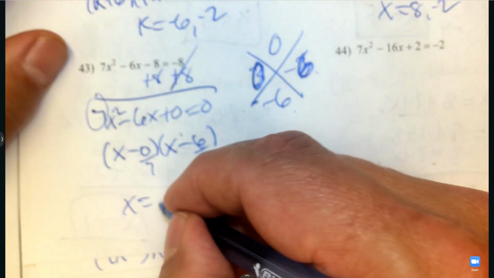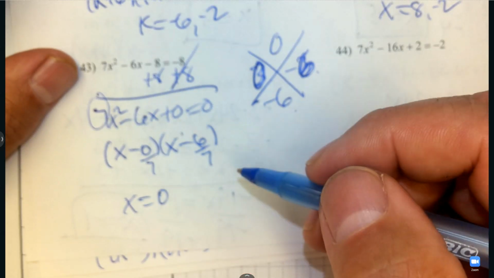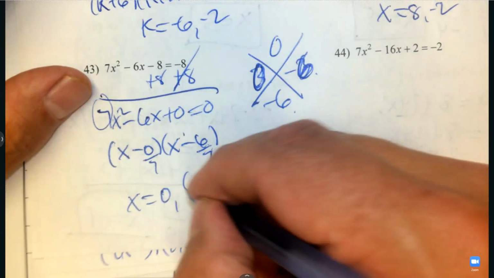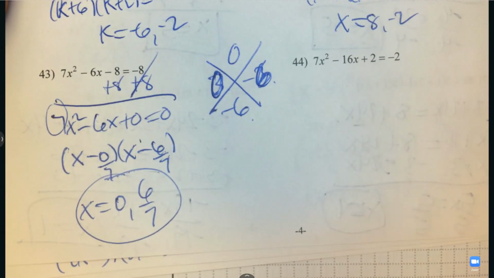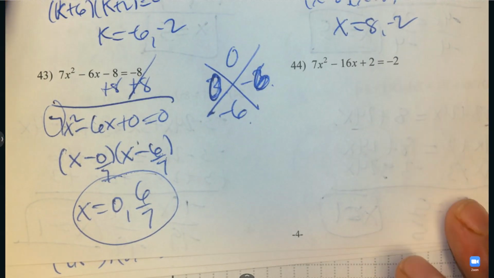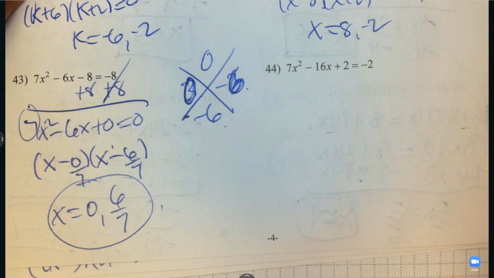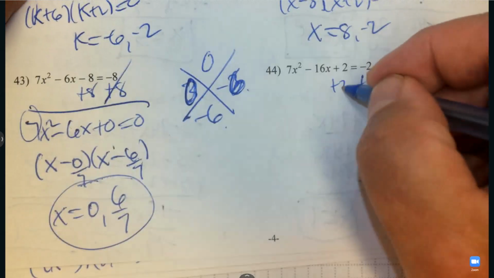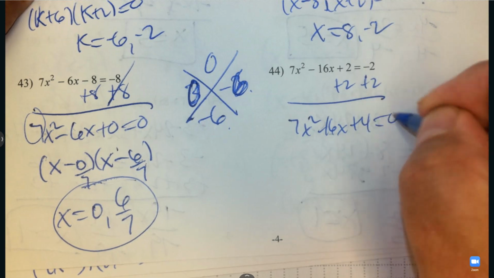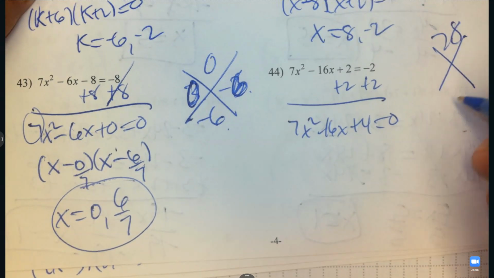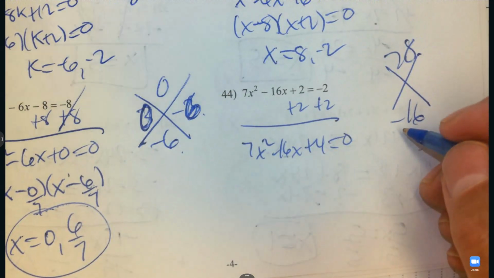So one answer is 0, because 0 divided by 7 is 0. The other answer is right here, positive 6 over 7. That's kind of a nifty way, right, to be able to do something like that. It works. 44, add 2. Has to be equal to 0. That's 4. So 7 times 4 and negative 16, find the two numbers that fit.